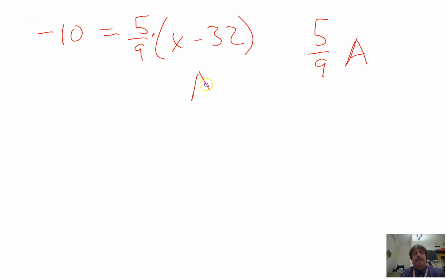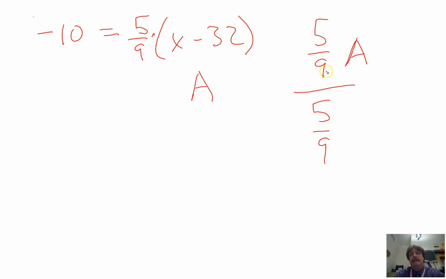So I want to label that as A over here, okay? So x minus 2 is A. And if I rewrite that, then I have 5 ninths times A. So what is the opposite of multiplication? Well, the opposite of multiplication is division. So if I divide this by 5 ninths, okay, we now have a complex fraction.